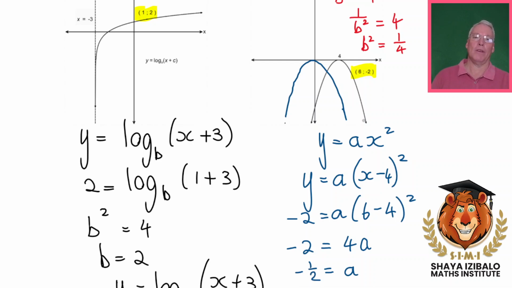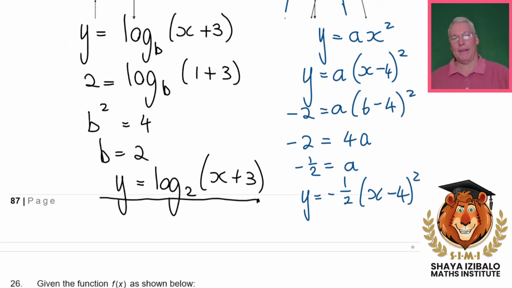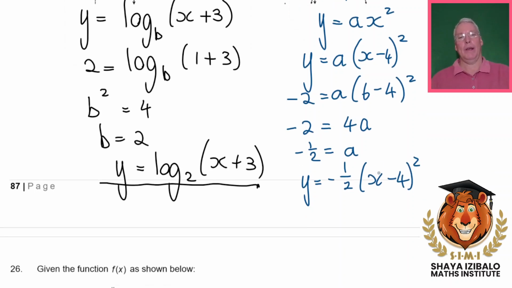Last thing we're going to do is we're going to square it all out. So we're going to work out what is negative a half lots of x minus 4 all squared. And that's not difficult. X squared multiplied by negative a half is negative a half x squared. This is going to be negative 8x times negative a half, which is positive 4x. This is going to be 16 times negative a half. It's going to be negative 8.